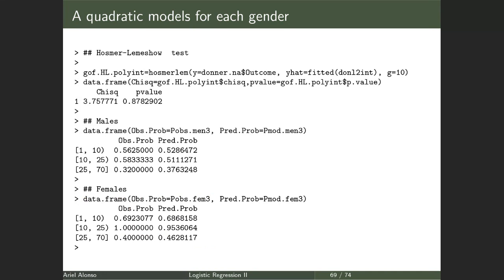And I now try to check the goodness of fit using the Hosmer-Lemeshow test, now with the parabolic model. And when I do that, the lack of fit disappears. The lack of fit disappears. I get a very non-significant p-value, 0.87, almost 0.88. So that was the problem, guys.